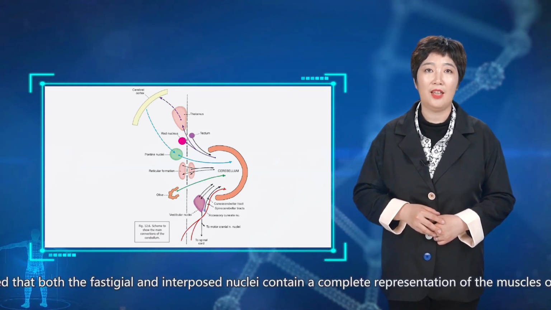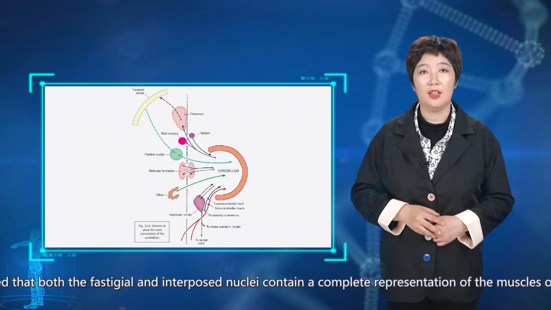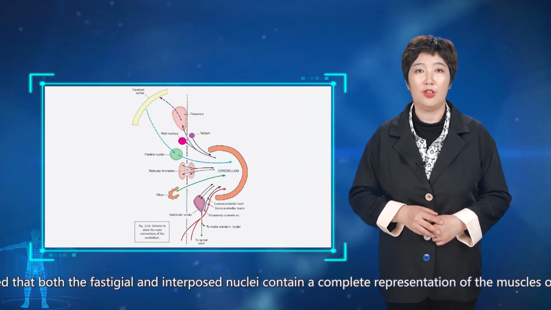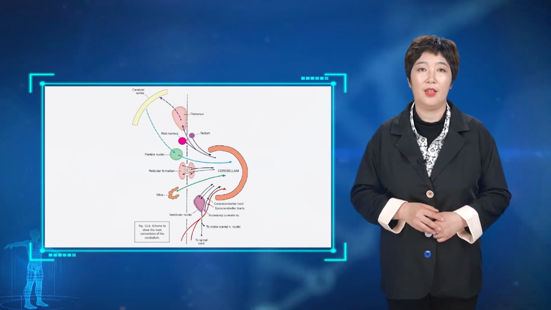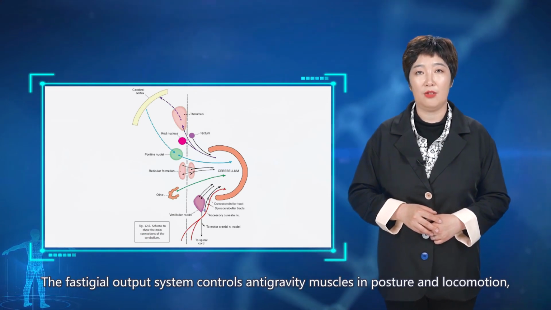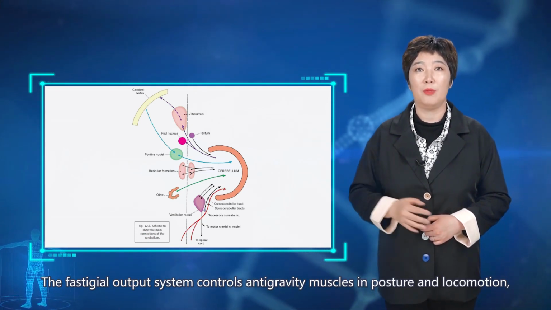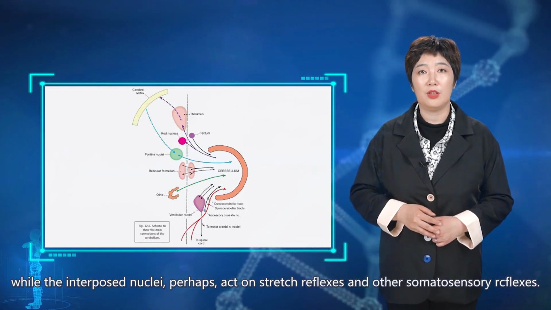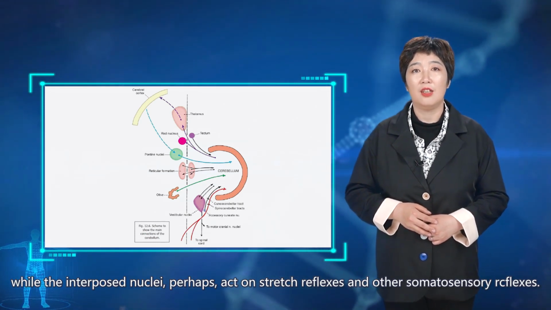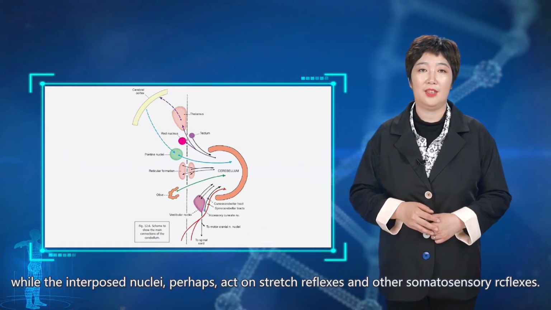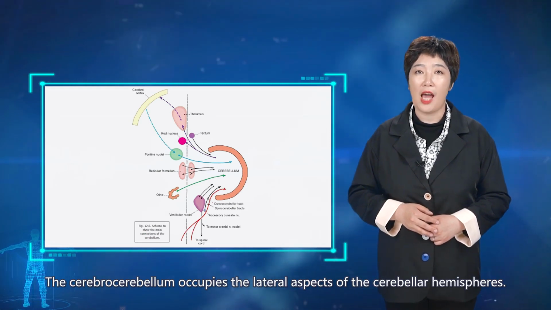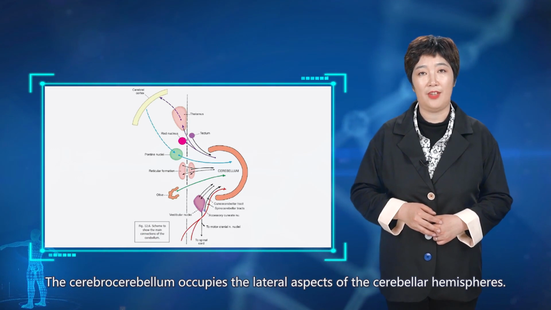It is believed that both the fastigial and the interposed nuclei contain a complete representation of the muscles of the body. The fastigial output system controls anti-gravity muscles in posture and locomotion, while the interposed nuclei perhaps act on stretch reflexes and other somatosensory reflexes.